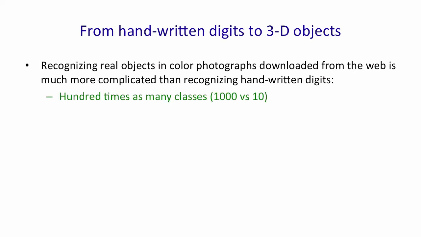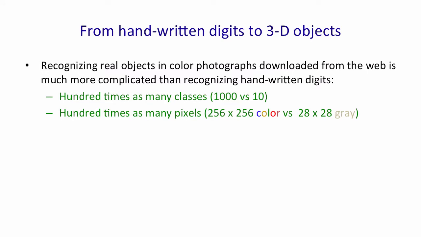First of all, there's many more different kinds of objects. Even if we only recognize 1,000 classes, that's still a factor of 100. Secondly, there's many more pixels. Even if we use downsampled images that are only 256 by 256 with color pixels, that's still 100 or 300 times as many pixels. Another factor is that in real scenes you have to deal with the fact you've got a two-dimensional image of a three-dimensional reality, so a lot of information's been lost.